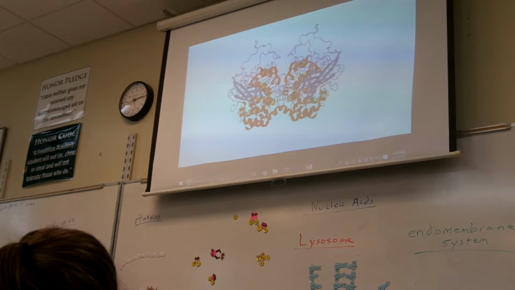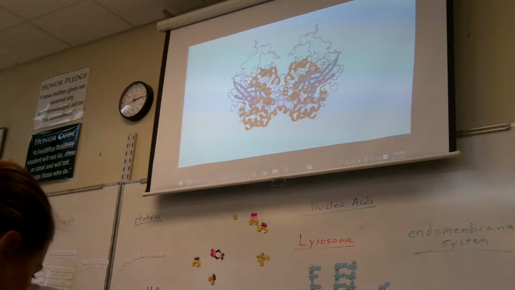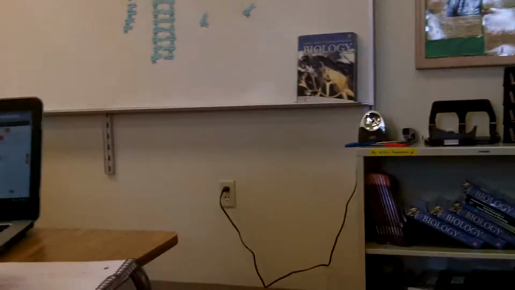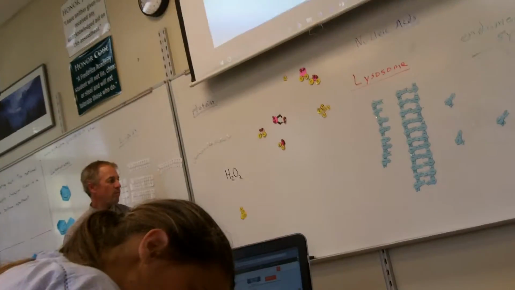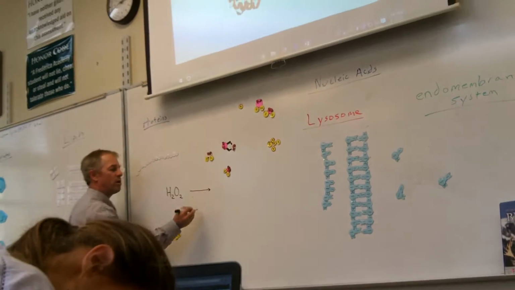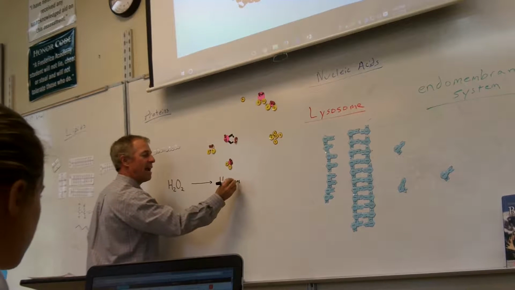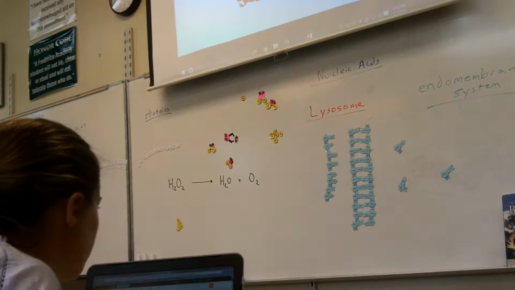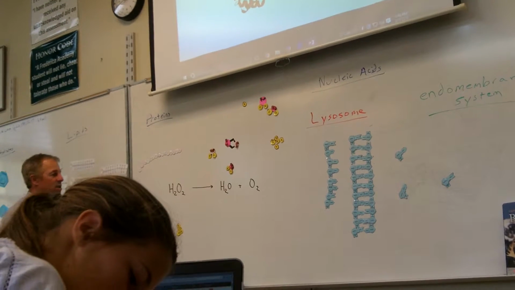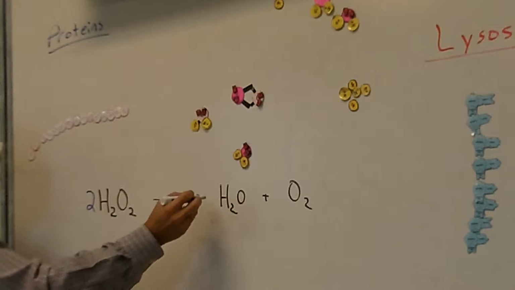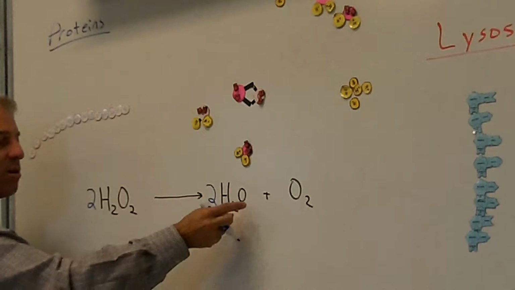Hydrogen peroxide, you may have heard of this, is a chemical that has to be broken down if it builds up in your cell. Hydrogen peroxide is poisonous to your cell, and your cells have to deal with that. So there's a special enzyme that will break down hydrogen peroxide into water and oxygen. And that is not a balanced chemical equation. To make it balanced, you say that two hydrogen peroxides form two water molecules and an oxygen.